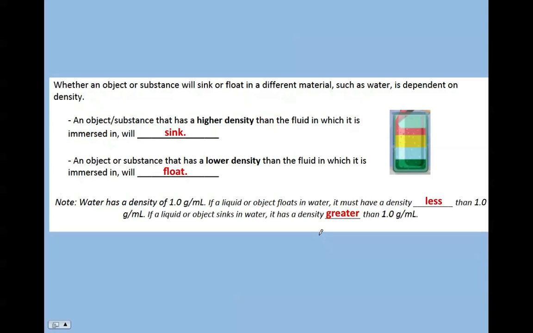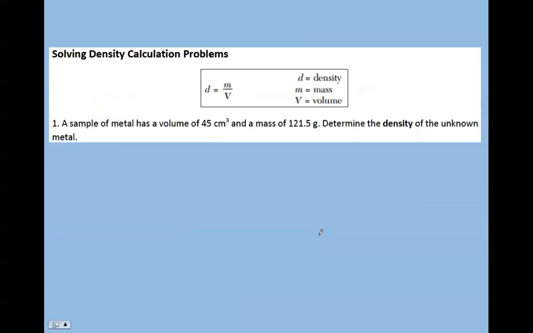If it sinks in water, then we can make the assumption that that material has a density that's greater than 1 because it's sinking within water. It does not have to do with how heavy the material is. When something sinks or floats, we're really just focusing on differences in density. So we do need to be able to complete some density calculations.